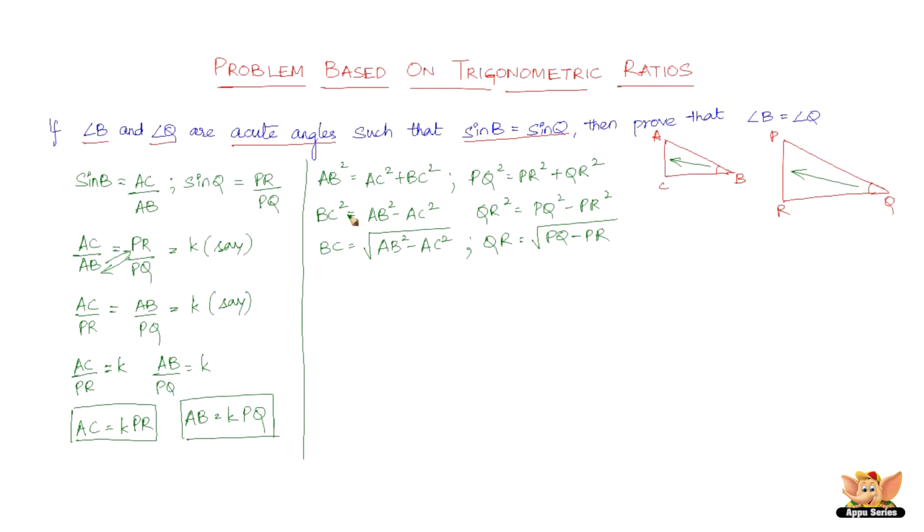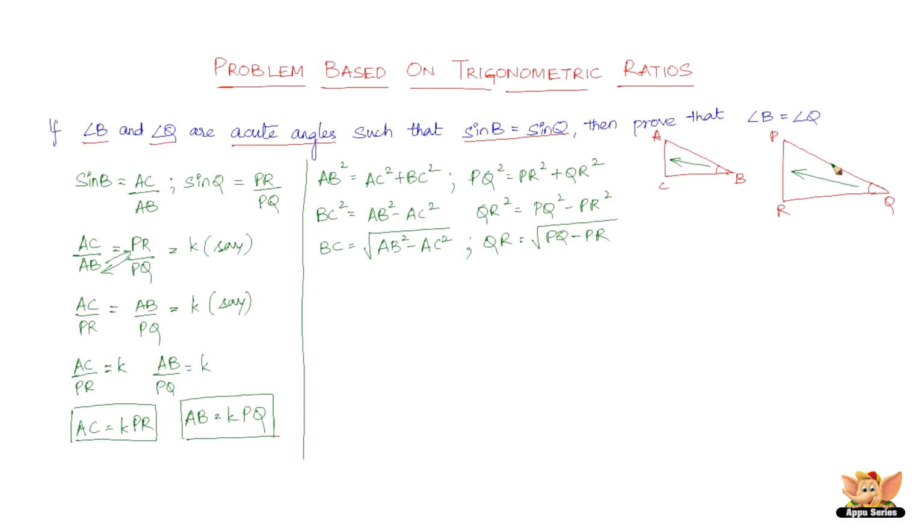Now the reason I'm taking BC and QR in particular is, in these two triangles we've got the ratios AC by AB equal to PR by PQ. So all that is left is BC by QR. Now why BC by QR? If you are able to equate BC by QR to both these ratios, then these two triangles are similar triangles.